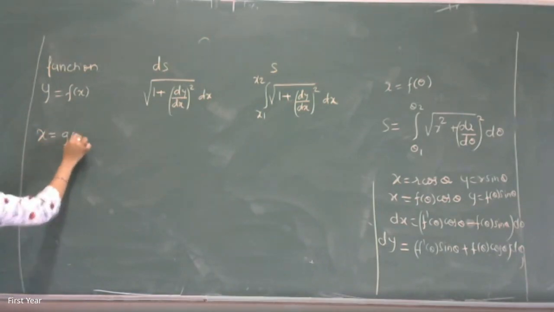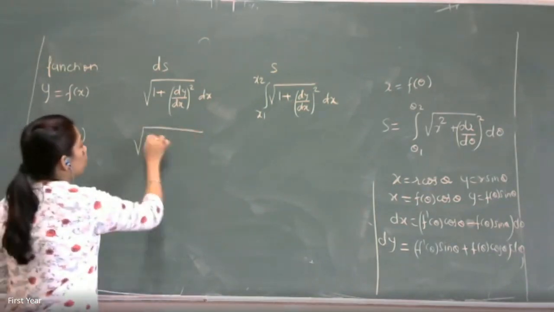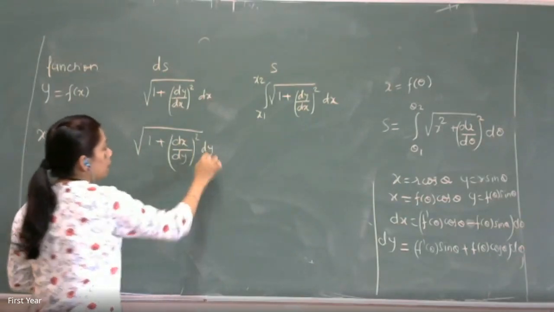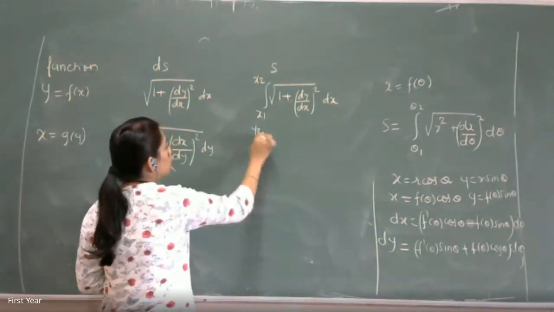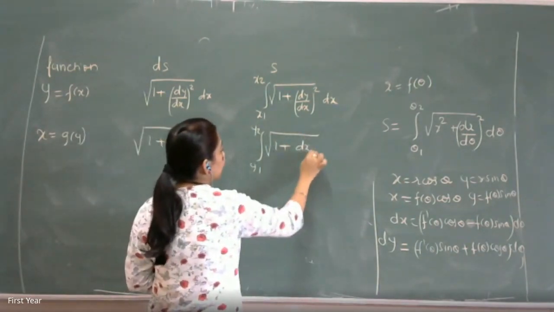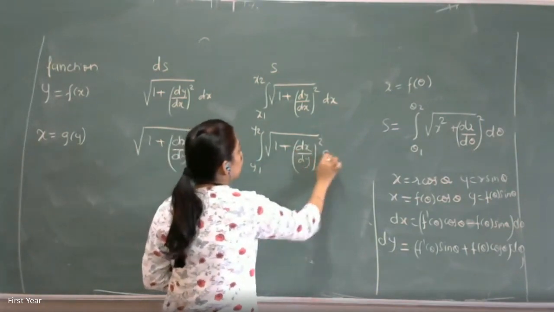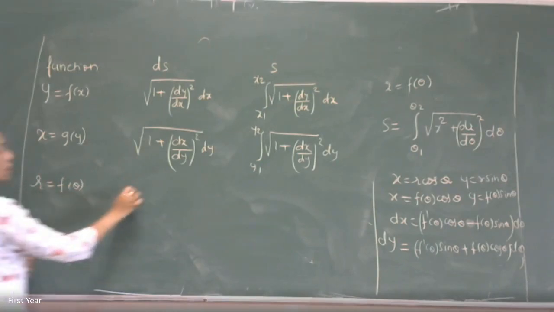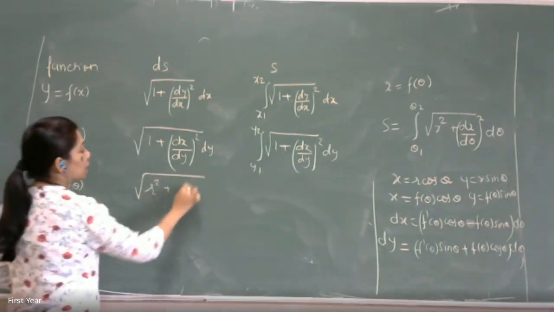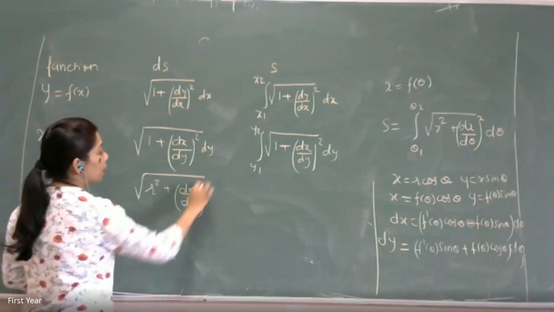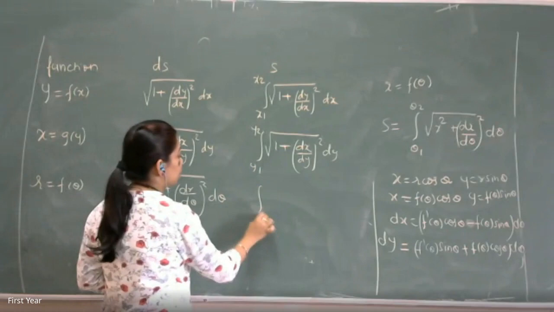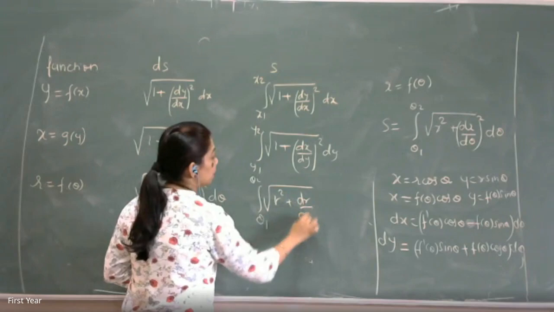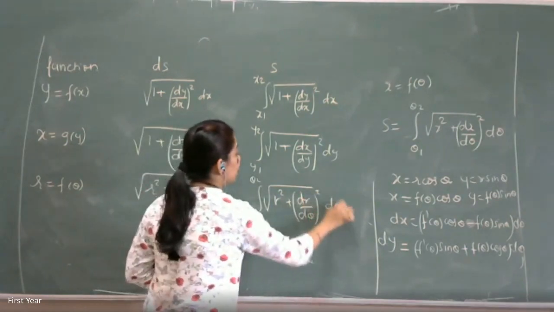If x is equal to g of y, then your ds is square root of 1 plus dx by dy the whole square into dy. And integration is from y1 to y2 square root of 1 plus dx by dy the whole square into dy. And third one is, if r is equal to f of theta, then ds is square root of r square plus dr by d theta the whole square into d theta. And this is integration theta 1 to theta 2 square root of r square plus dr by d theta the whole square into d theta.